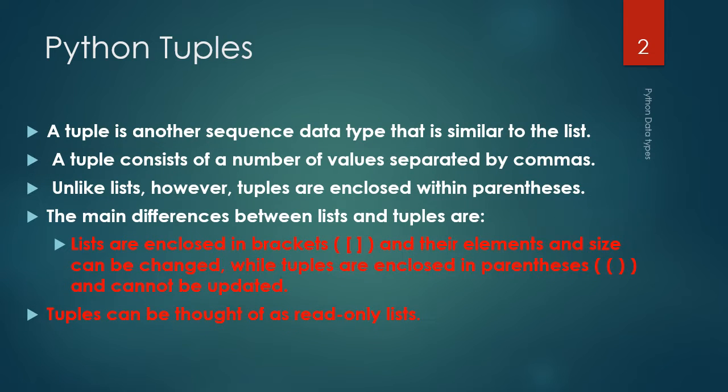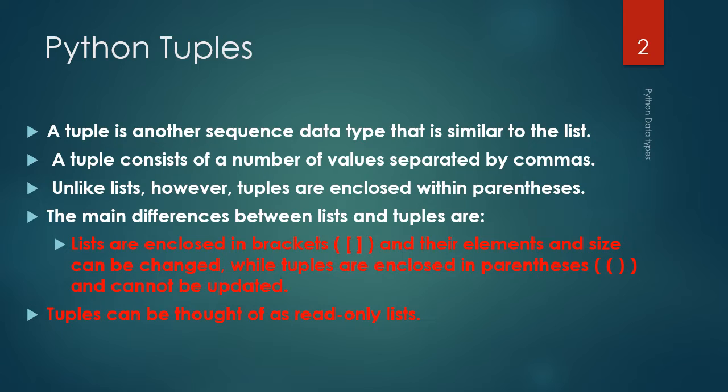Tuple is another sequence of data types that is similar to list. A tuple consists of a number of values separated by comma. Unlike list, tuples are enclosed within parentheses. The main difference between list and tuples are given below.